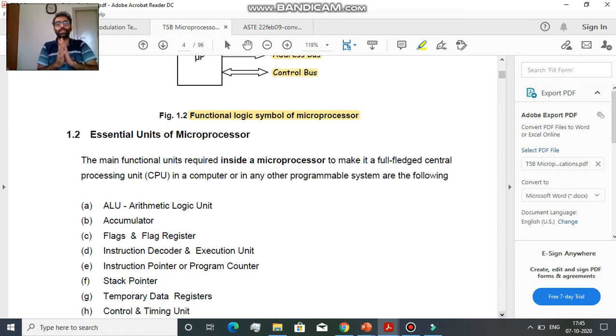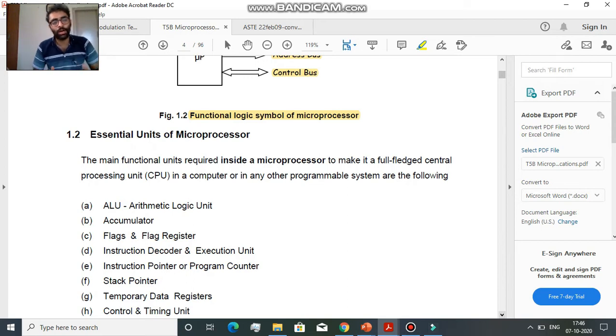Now, essential units of a microprocessor. It is very important to know about the essential functional units inside a microprocessor that make it a full-fledged central processing unit in a computer or in any other programmable system. Here are the following units of a microprocessor. First of all is the ALU, arithmetic logic unit.